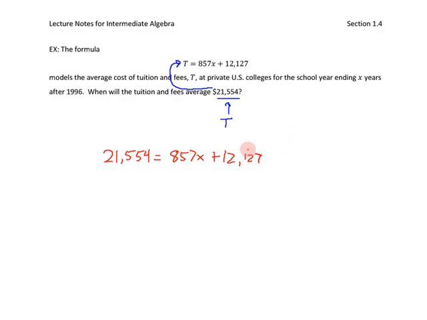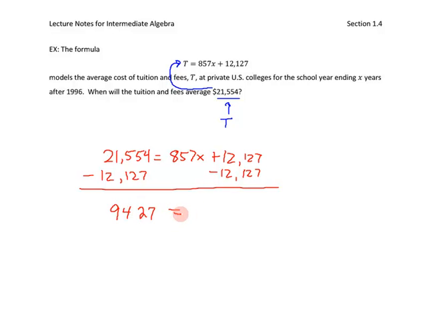You have a linear equation in one variable. So to find the value of x that makes that true, solve the equation. So subtract 12,127 from both sides. And it's okay if the x ends up by itself on the right-hand side because it doesn't matter which order the equation is in. 21,554, I'm going to plug this in my calculator and subtract that. I end up with subtracting 12,127, 9,427 is equal to 857x, and these cancel. Now I'm going to divide both sides by 857. Again, going to my calculator to do this division problem gives me 11. So x is equal to 11.